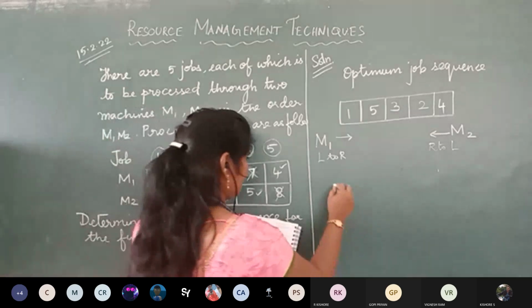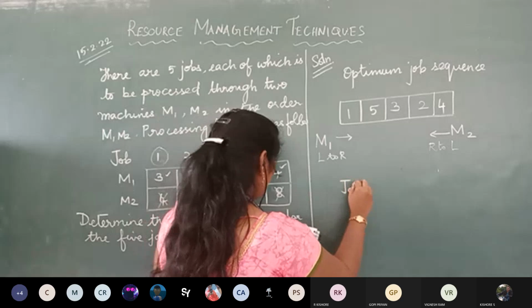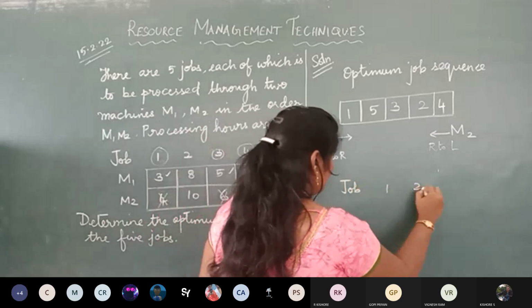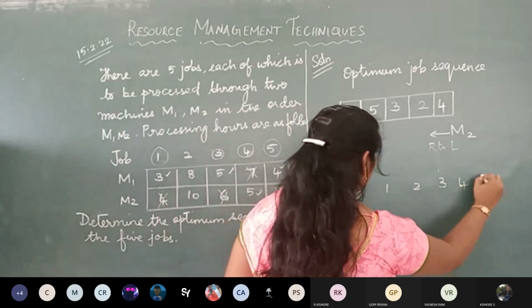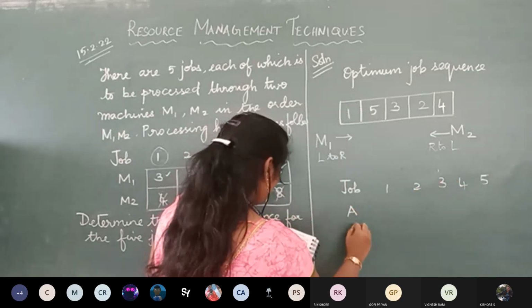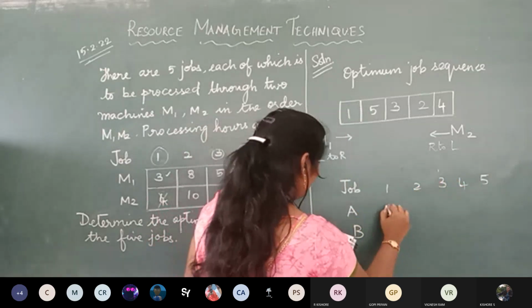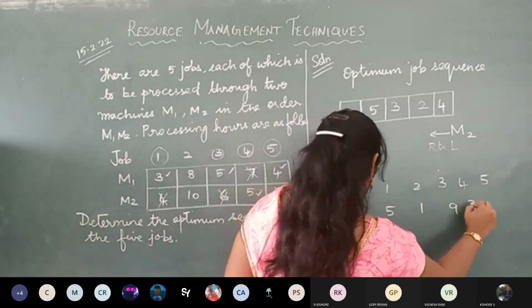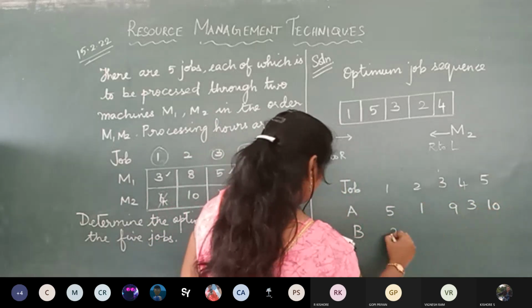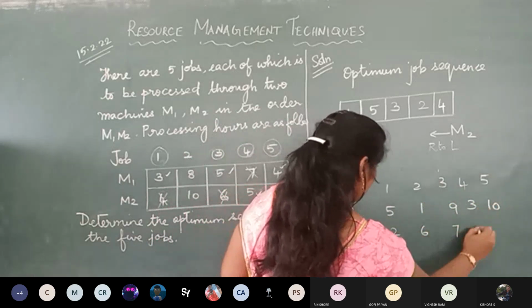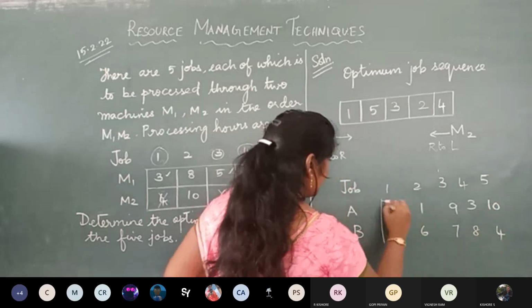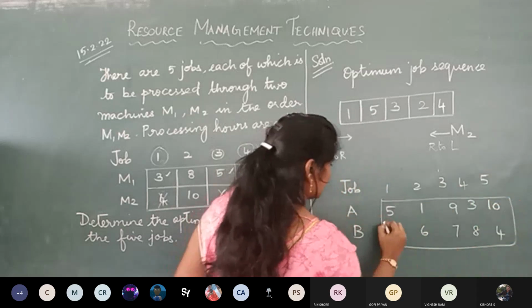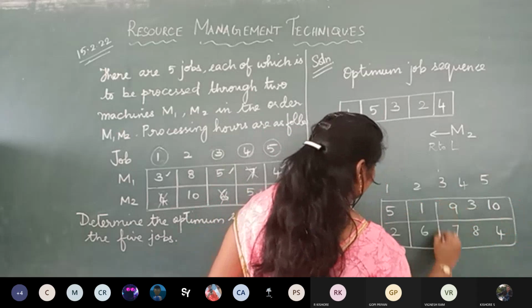You try this problem. They have given you one job. One here also they have given 5 jobs. Okay, they have given your machines to be A and B. 5, 1, 9, 3, 10, 2, 6, 7, 8, and 2. Find out your sequence for this problem.